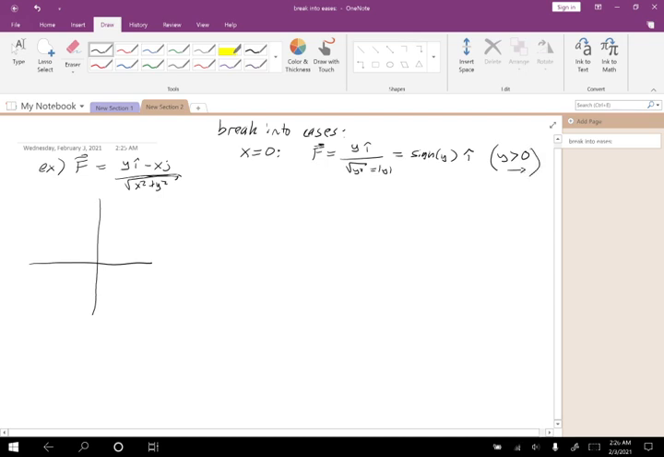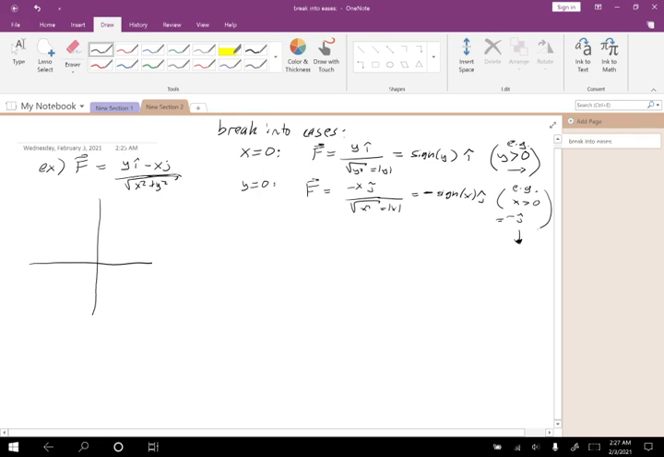Okay, for example, if y is greater than 0, then it points to the right. Now, if I do y equals 0, f in this case will be minus xj divided by the square root of x squared, so that's just the absolute value of x in the denominator. So it's minus the sign of x times j. For example, if x is greater than 0, then this is minus j, so it points downwards.